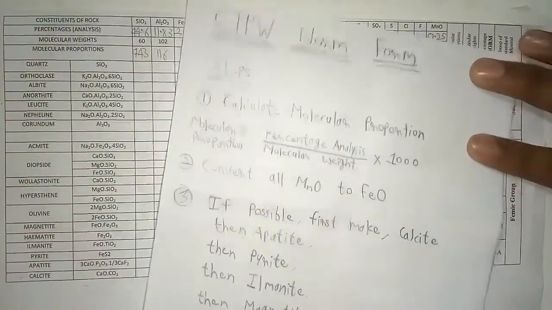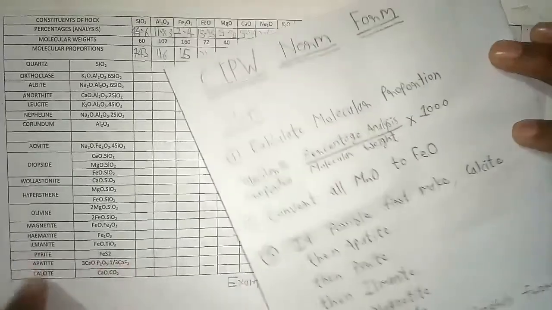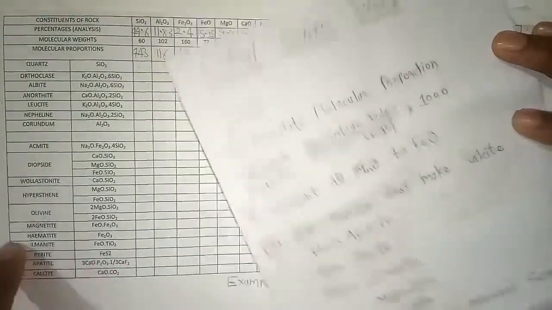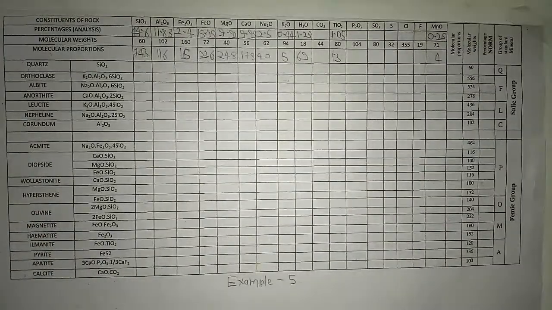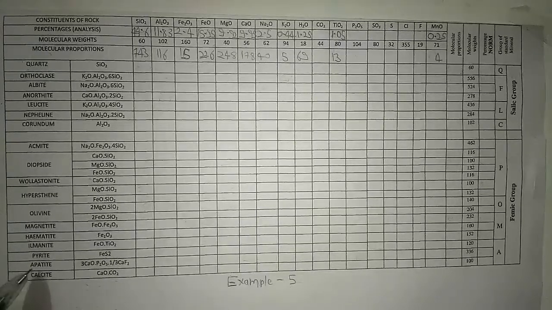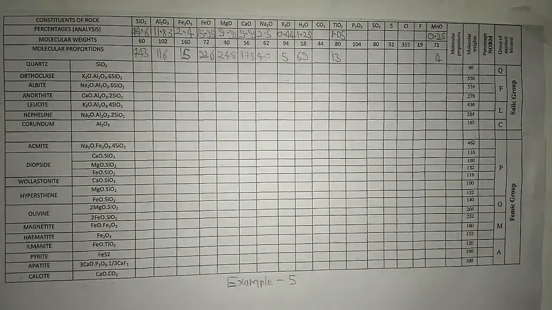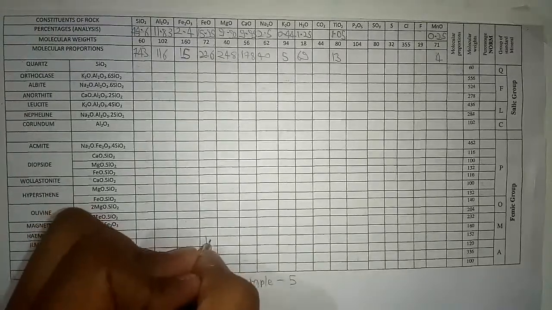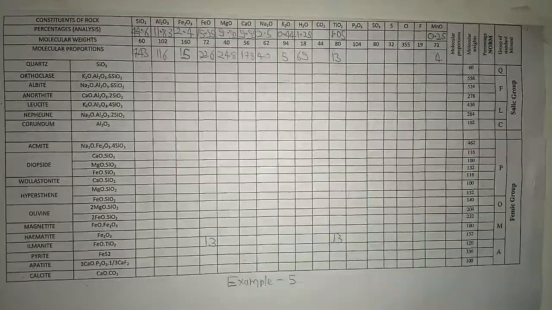The third step is to climb from down to up, from calcite till ilmenite. See, calcite, apatite, pyrite, ilmenite, and after ilmenite we jump to magnetite and then to hematite. Can we make calcite? No. Apatite? No. Pyrite? No. Ilmenite? Yes, because we have TiO2, that is 13. So let's make it. FeO is here, so this is 13 and this is also 13, right guys?